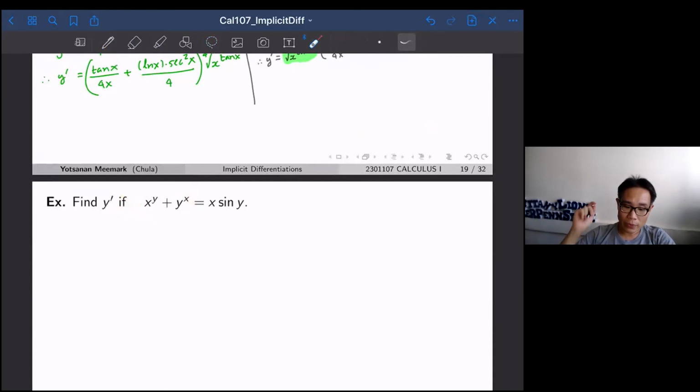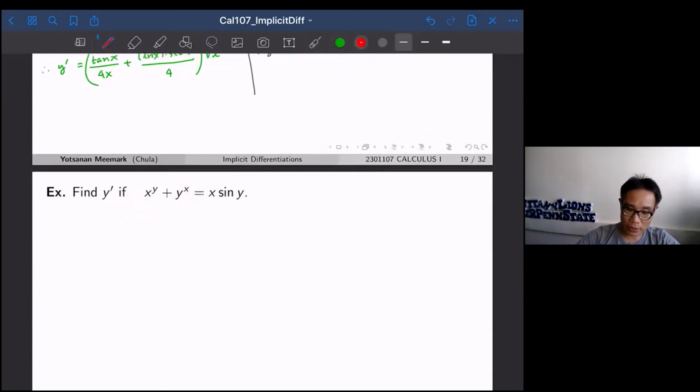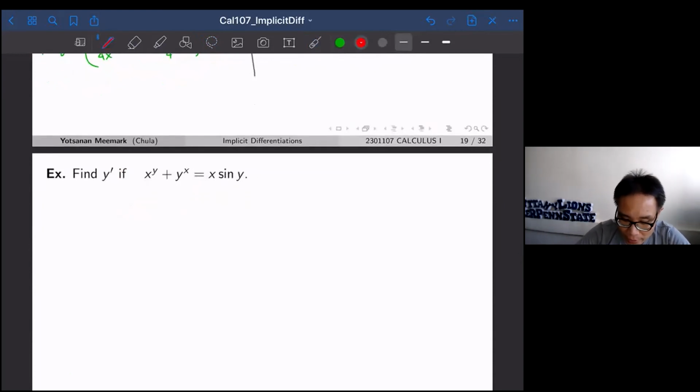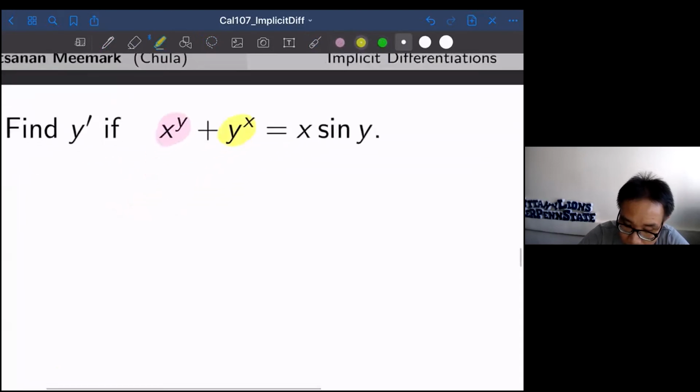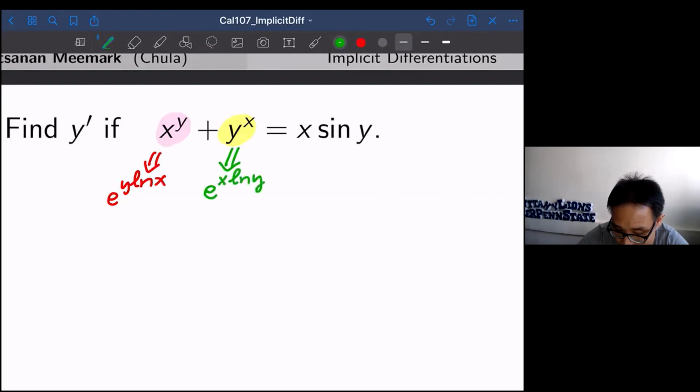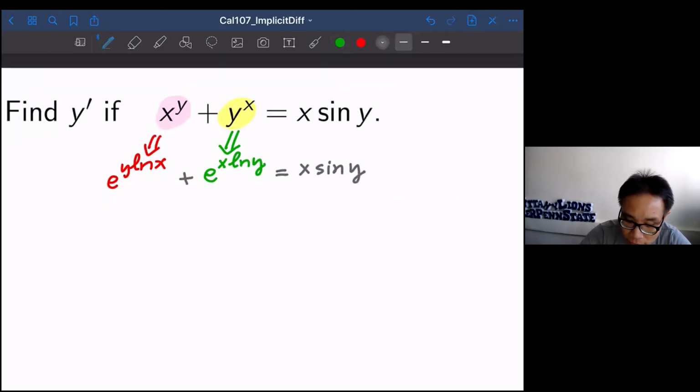So in this case, what are we going to do? We're going to try to change this term. Okay, so I'm going to highlight this one as the pink one and this guy as the yellow guy. So I'm going to change this one to e to the y log x, and this guy turns out to be e to the x log y. Okay, equal to, so you add these two guys equal to x sine y, and you differentiate both sides.